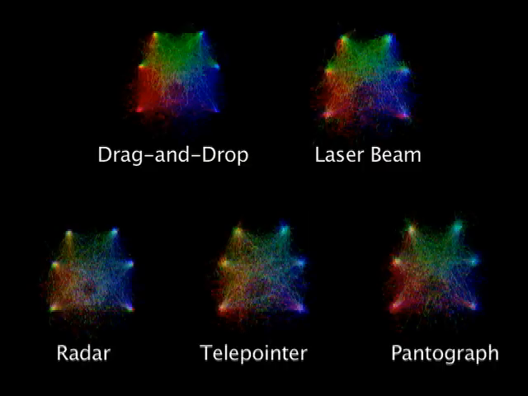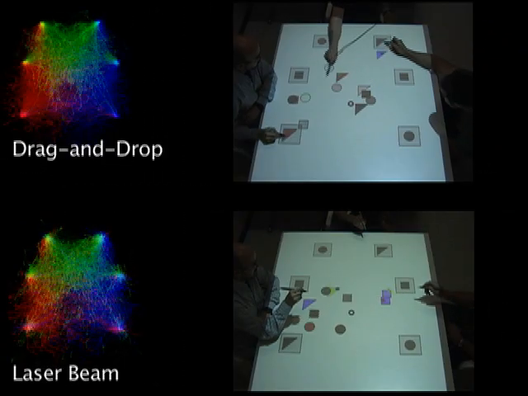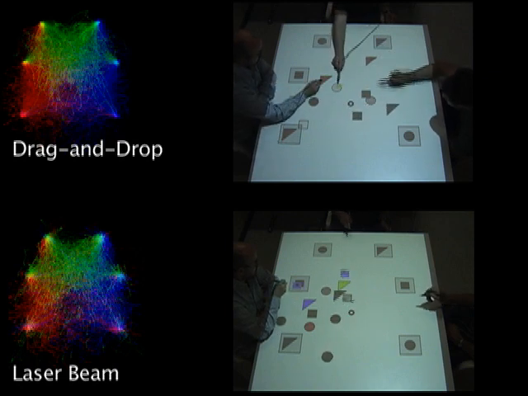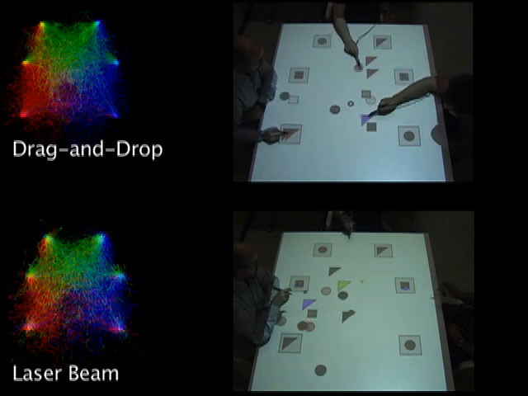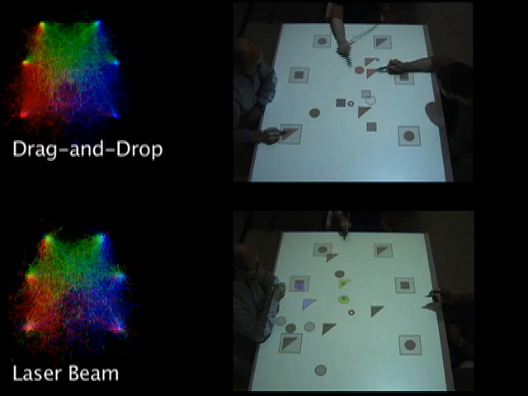We logged users' movements during the trials and created maps to indicate the frequency with which they reached into different regions of the table. Here we show maps for the game application. A different color is used for each user. The green user sat at the top, red at the left, and blue at the right. Areas with a high concentration of a specific color were frequently accessed by that user. With drag and drop and laser beam, participants' movements were usually restricted to their local workspace, even though laser beam allows reaching across the table.